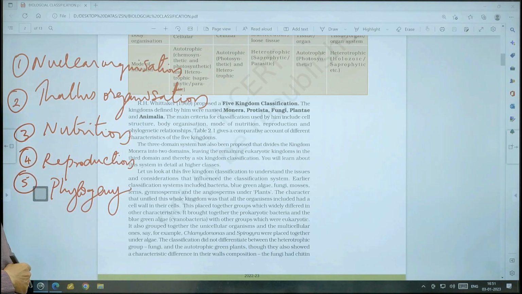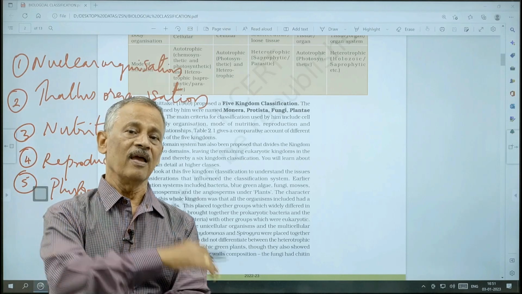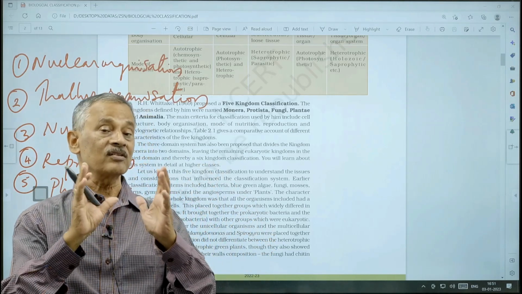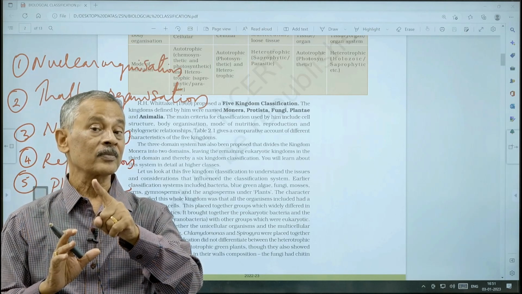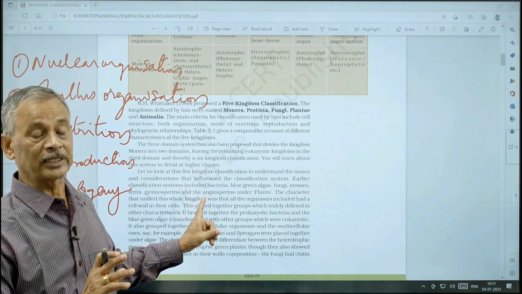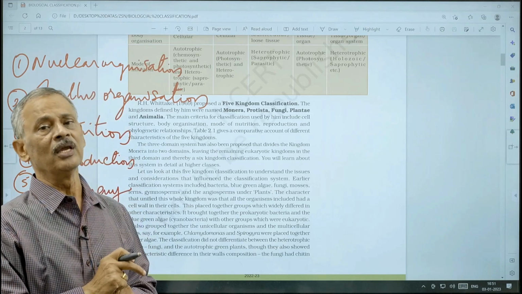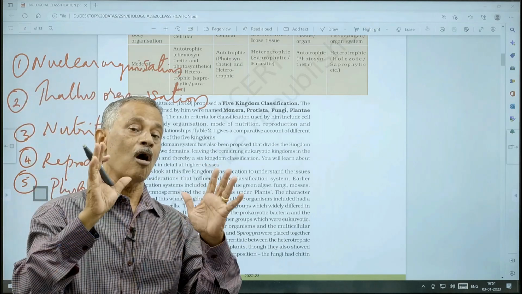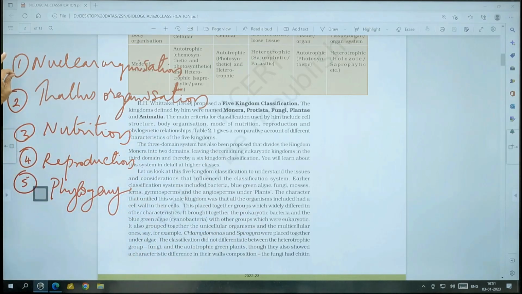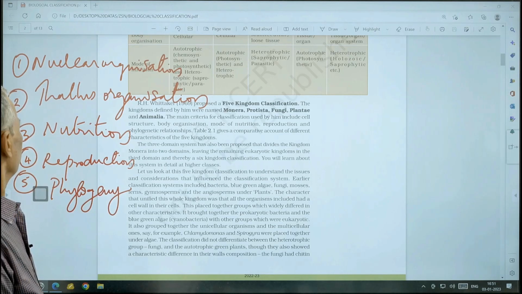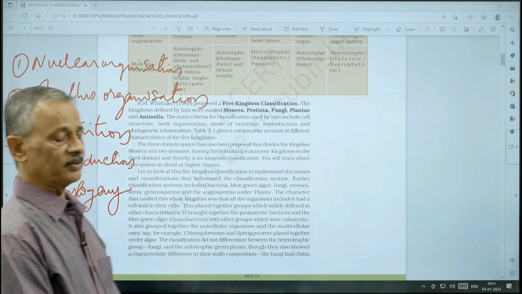See, in grouping organisms, we are taking into consideration whether they are similar or not. If they are similar, they are put under the same category. And if they are similar, they should have a similar evolutionary background. They have undergone the same way of evolution. They are phylogenetically connected. So, phylogeny is a number one criterion in almost all modern classifications. So, he took the nuclear organization, the thallus organization, nutrition, reproduction, and phylogeny as the 5 criteria in his classification.